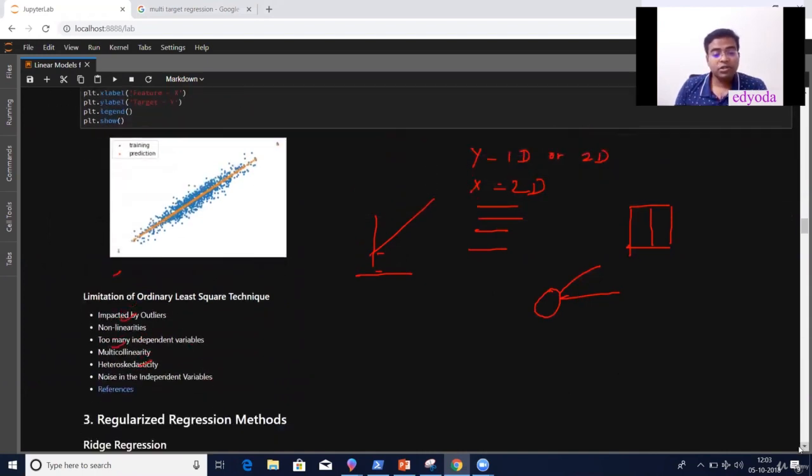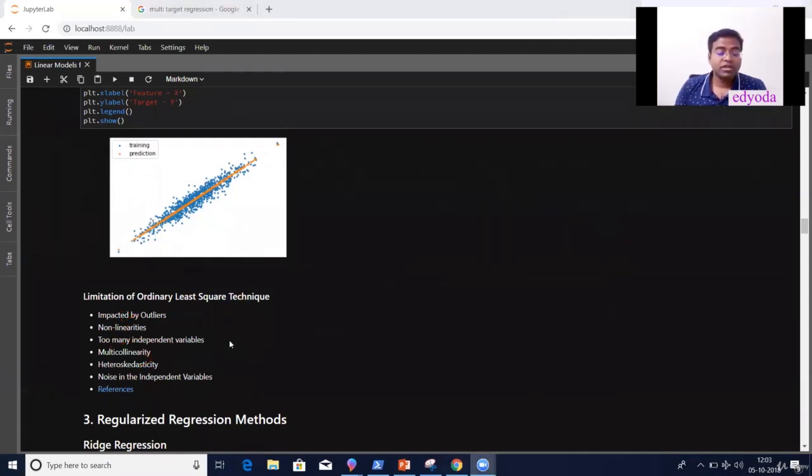So of course, this is simple linear regression, and there are certain limitations around it. It is heavily impacted by outliers, so you might have to take care of outliers, or use techniques capable of dealing with them. Then there are non-linearities. This is a linear model, so it assumes a linear relationship between feature data and target data. If that does not exist, this is not the one you should be using.